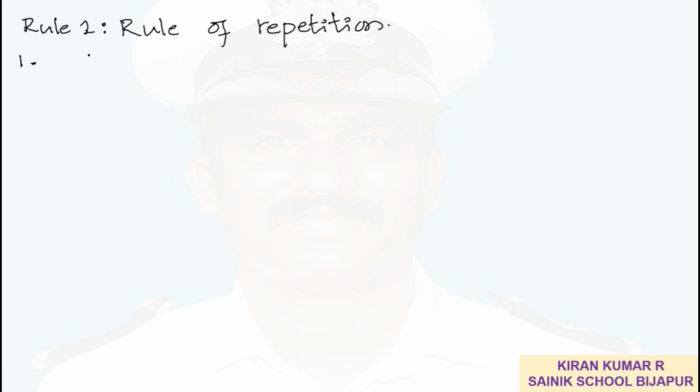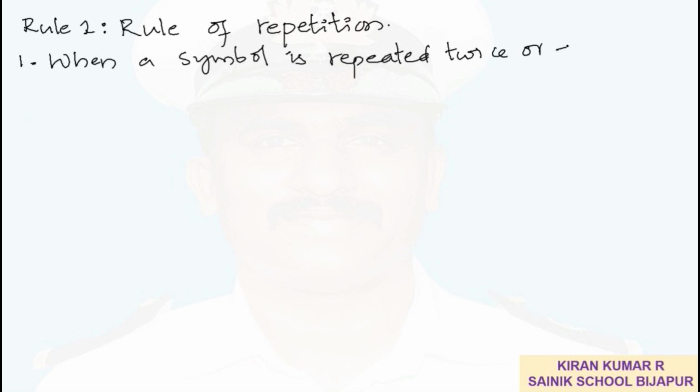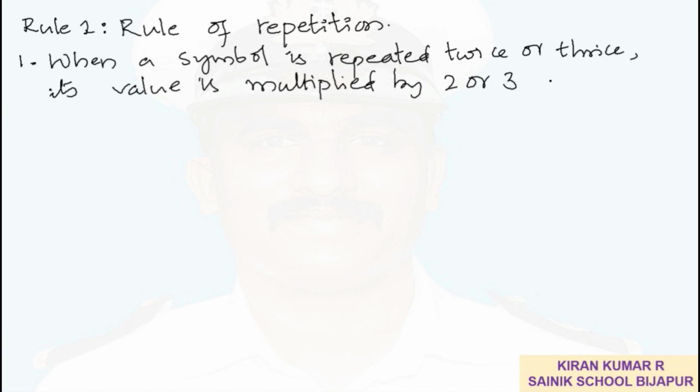First point. When a symbol is repeated twice or thrice, its value is multiplied by 2 or 3 respectively. You can also note down: when a symbol is repeated twice or thrice, its value is multiplied by 2 or 3 respectively.